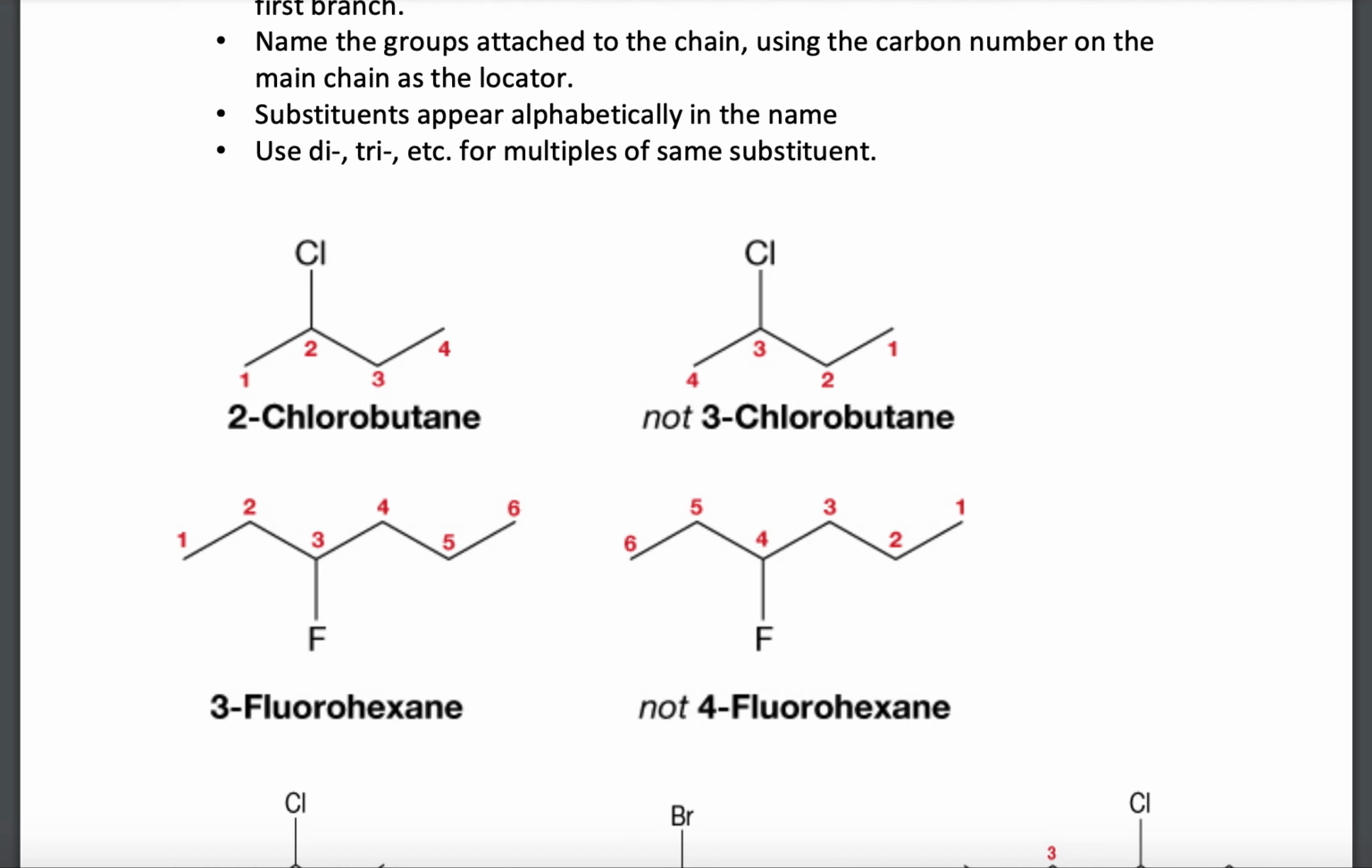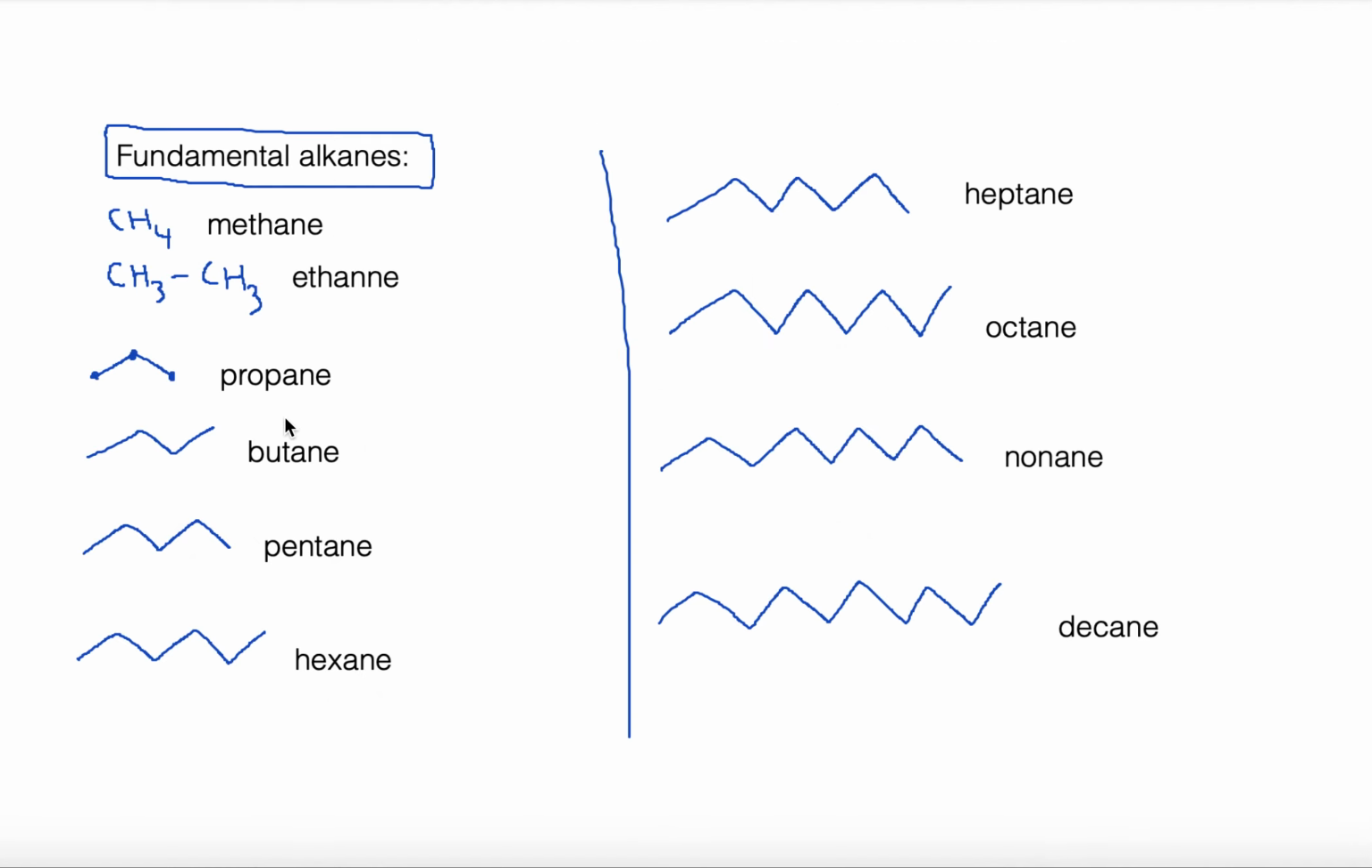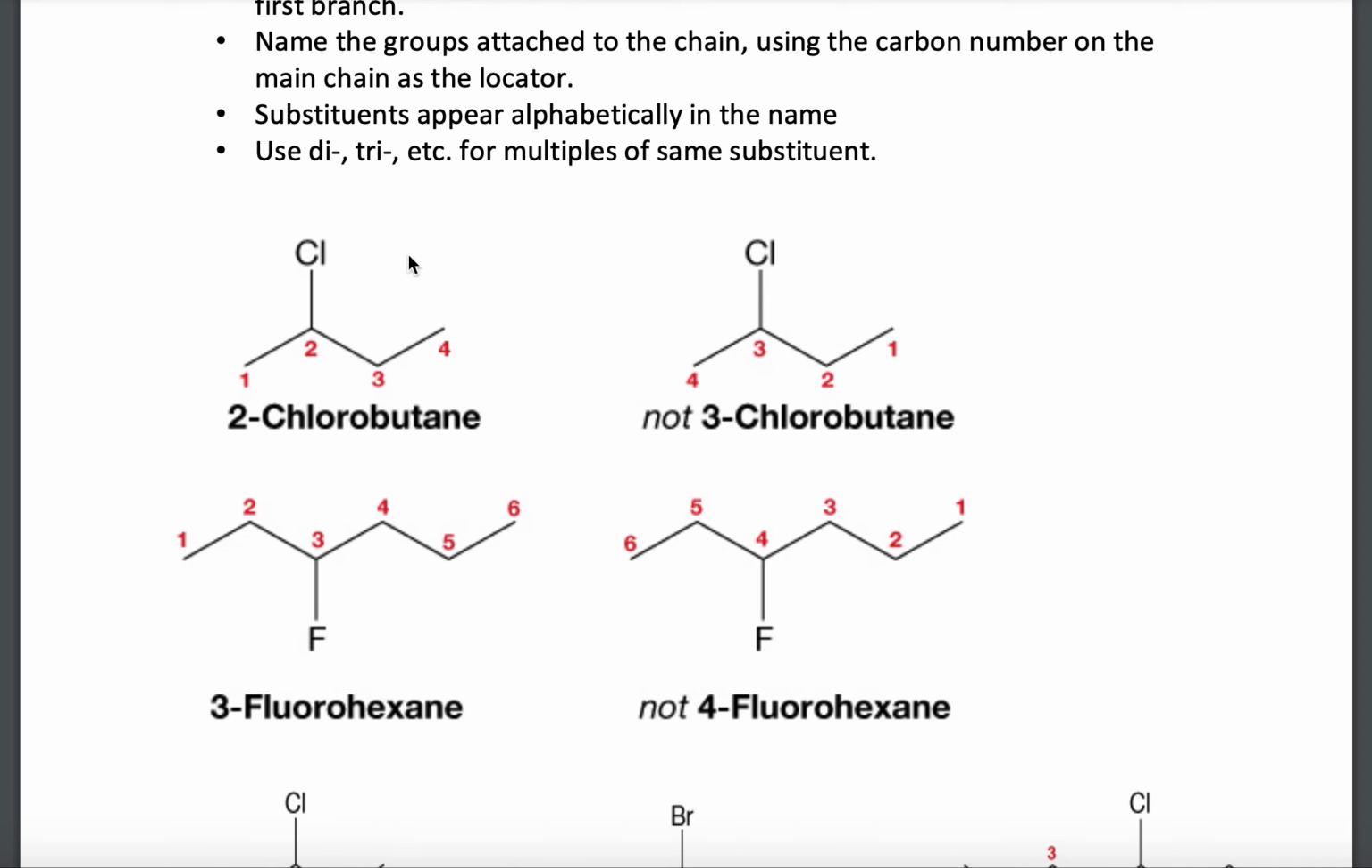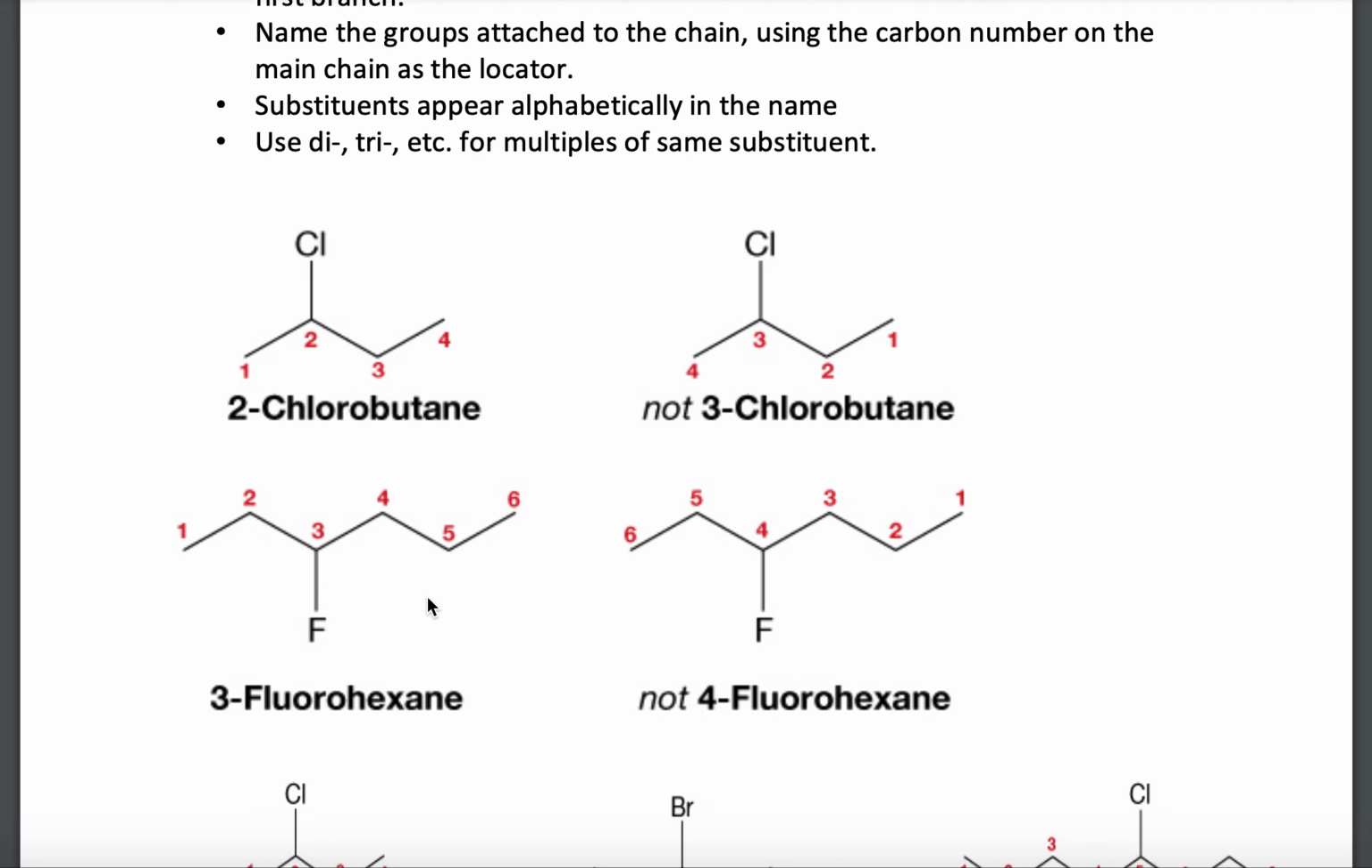Okay. Go back to this one, you see it. 4, 1, 2, 3, 4, butane. This one we have 1, 2, 3. Not the other way because it's a little bit farther. So you got 6, that's a hexane. And you got 3 fluoro. So you always put the number so we know where the fluoro is bonded to. It's bonded to carbon number 3.